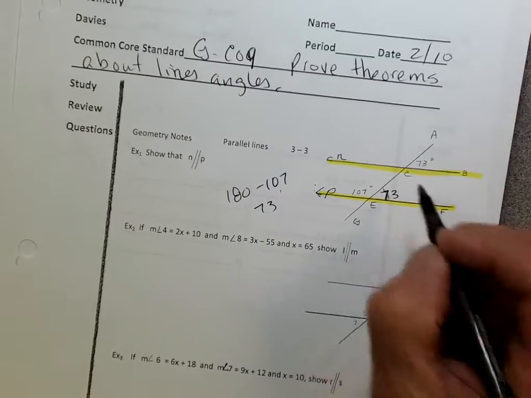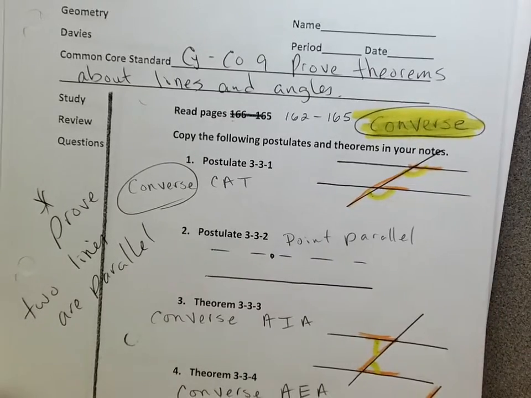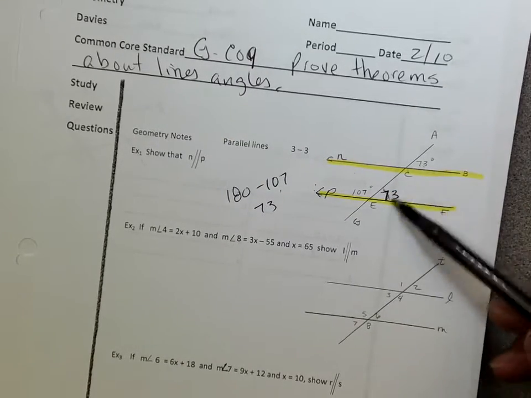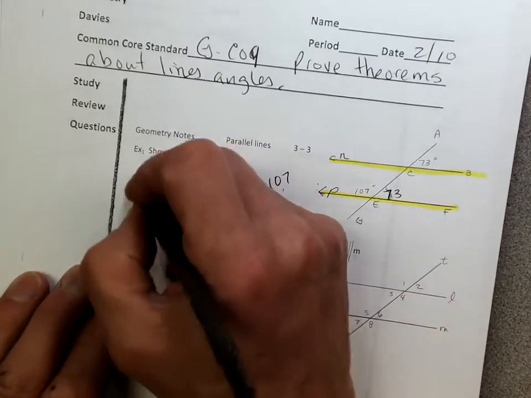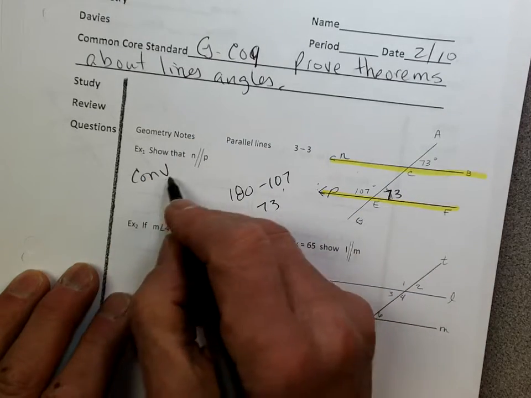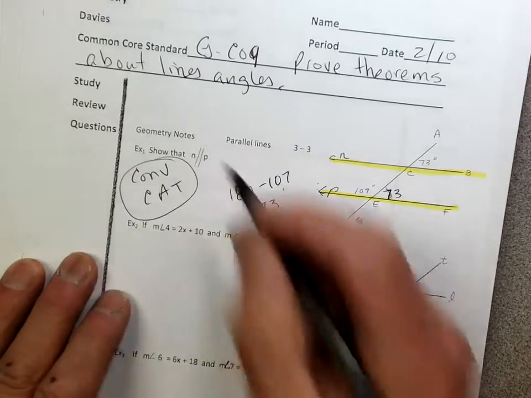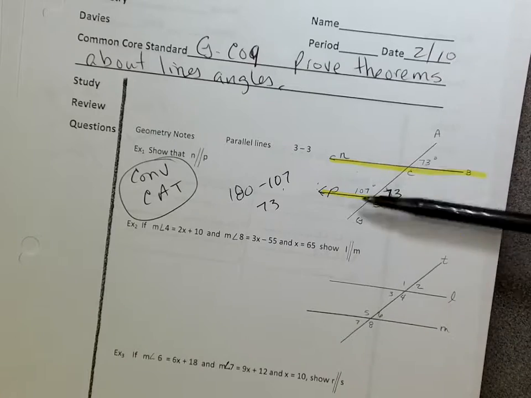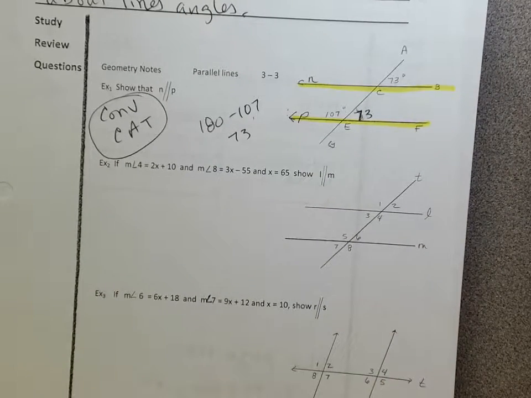Now I'm going to use one of my postulates or theorems. If I take a look at these two angles, they are corresponding. So I'm going to say that they are parallel by my converse. You've got to use the word converse. You can abbreviate if you want, CONV, converse CAT. Because the corresponding angles are equal, it forces the lines to be parallel. So we'll use converse corresponding angle.